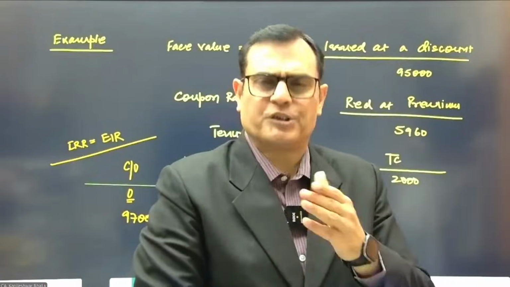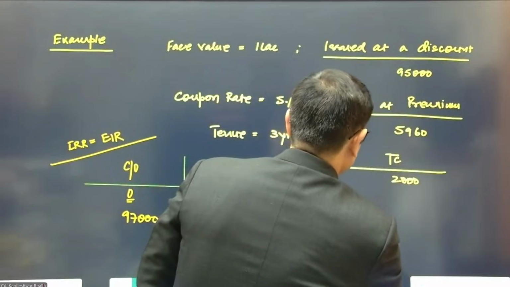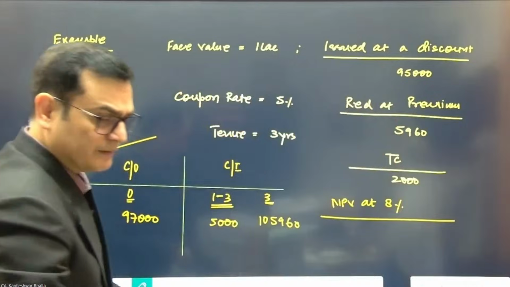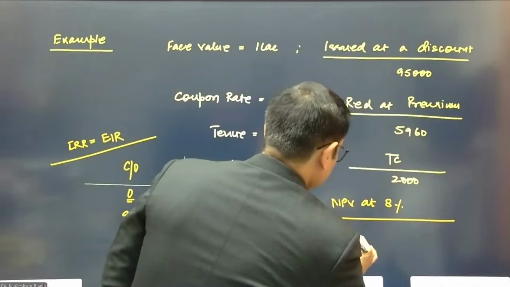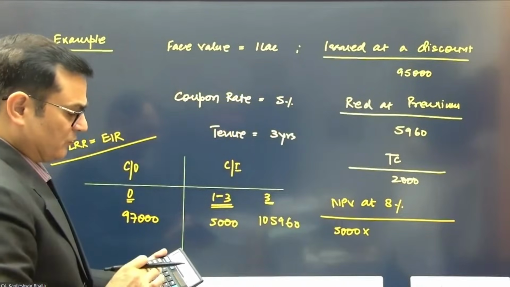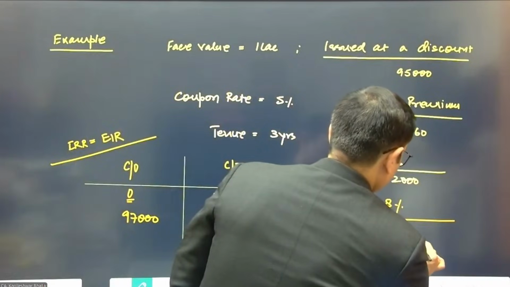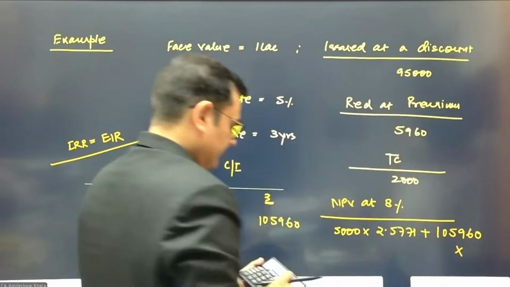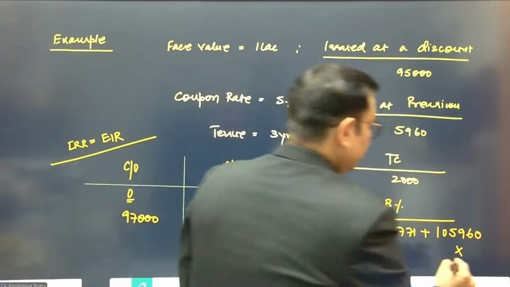That is the IRR. Let's check it out. Since we know it is 8%, let's see what the NPV is at 8%. 5,000 is the annuity for the next 3 years. At 8% discounting factor for years 1, 2, 3, this is 2.5771. And we're going to get 105,960 at the end of the third year. At 8%, the discount factor comes to 0.7938.